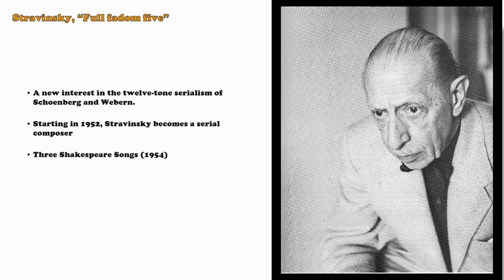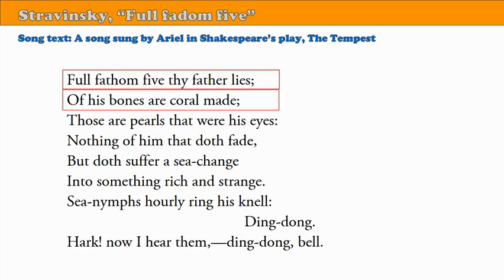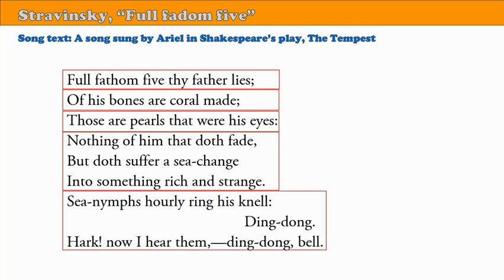One of his early pieces in his new style was the Three Shakespeare Songs from 1954. The second song in the set comes from Shakespeare's play The Tempest. It is already a song, sung there by an airy spirit named Ariel. He is telling another character, falsely as it turns out, that his father has drowned, that he lies 5 fathoms under the water, that his bones have been made into coral, that his eyes have become pearls, that everything about him has been transformed into something rich and strange, and that sea nymphs will be tolling funeral bells for him.